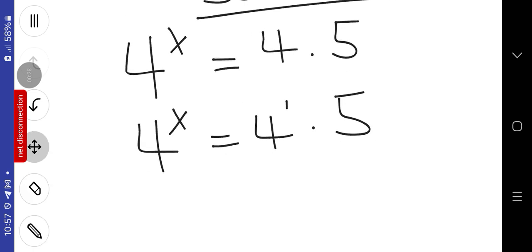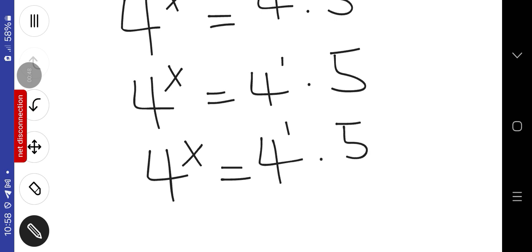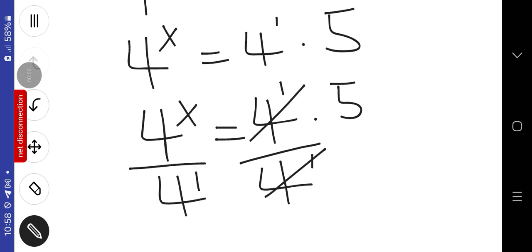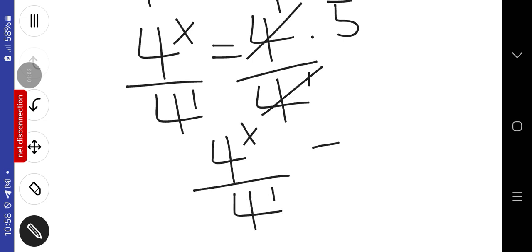Now that you can see 4 here and 4 here, we can divide both sides by 4 in order to apply the quotient rule. So you're going to have 4 exponent x is equal to 4 exponent 1 times 5. Let's divide here by 4 exponent 1, here by 4 exponent 1. So this and this will cancel. So you're going to have 4 exponent x over 4 exponent 1 is equal to 5.